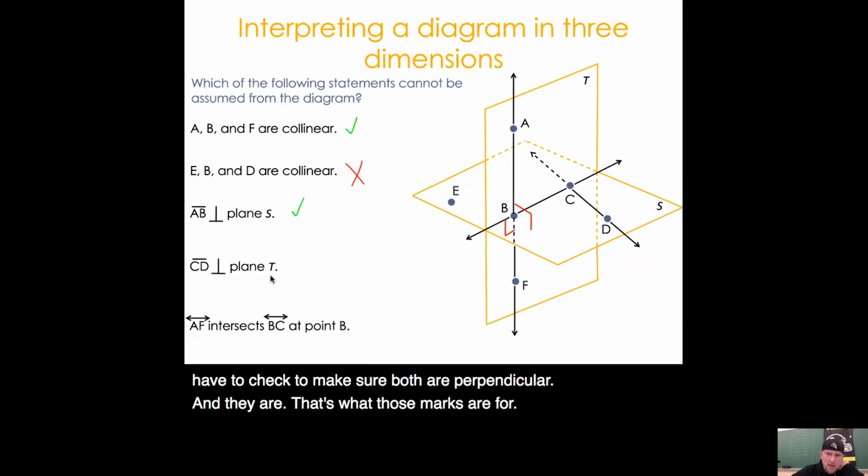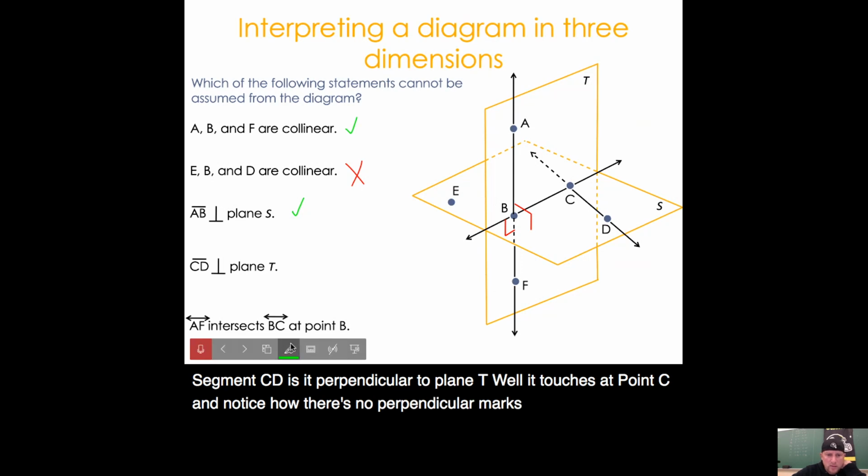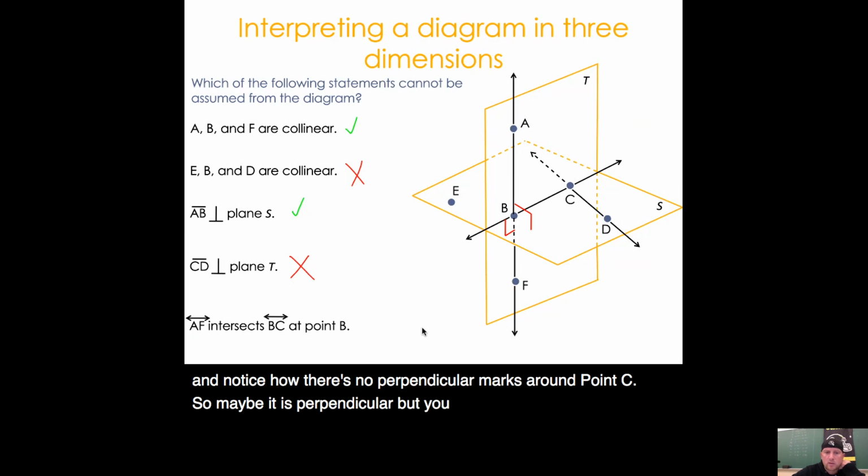Segment CD, is it perpendicular to plane T? Well, it touches at point C, and notice how there's no perpendicular marks around point C. So maybe it is perpendicular, but you can't assume it.